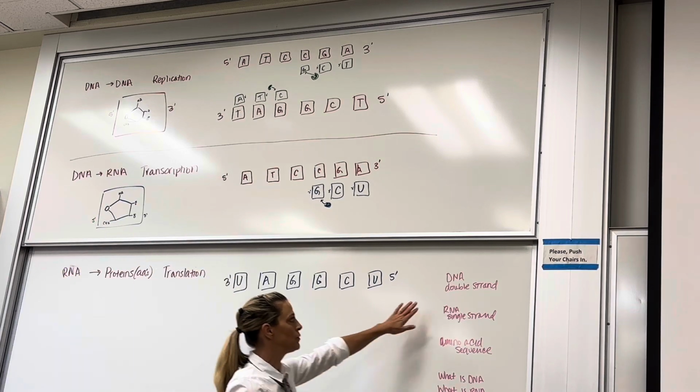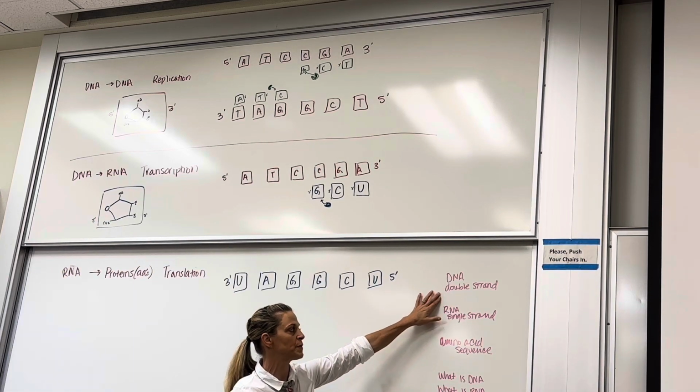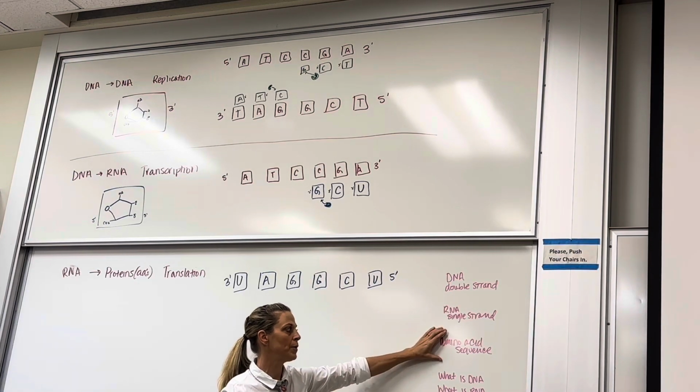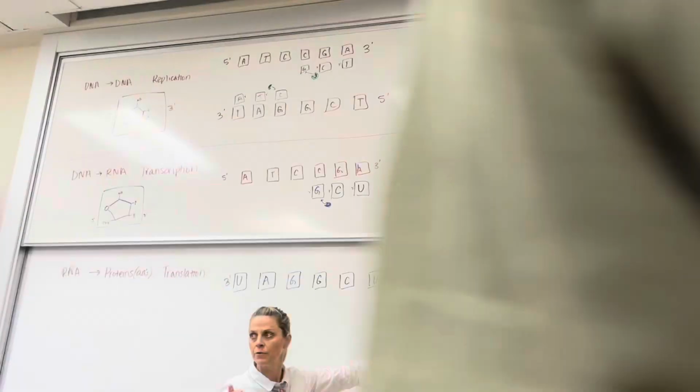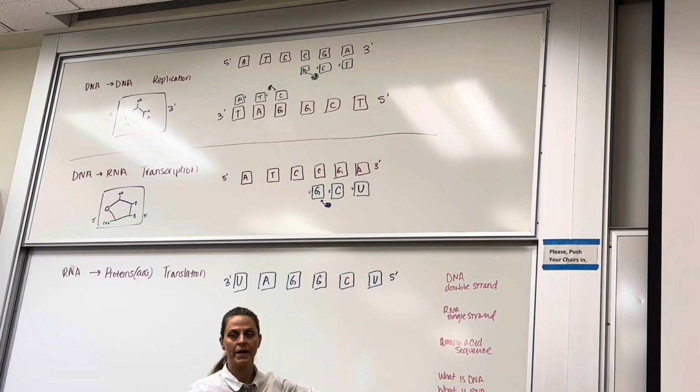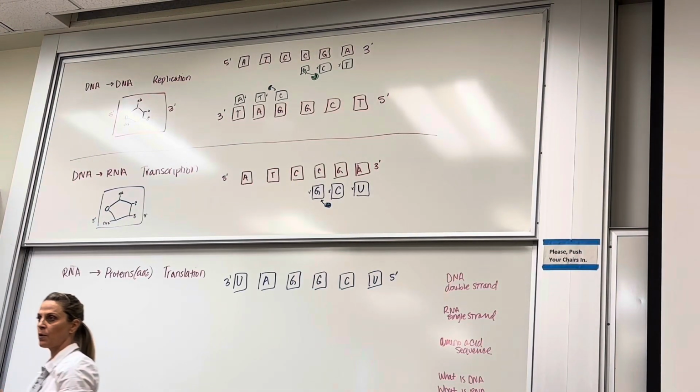See if you can do a DNA double strand. Just make up a DNA double strand. Make an RNA single strand. I'll pull up the codon chart so you can read the codon chart and make your own amino acid sequence. What is DNA? What is RNA? What is an amino acid? Go through those together really quickly.